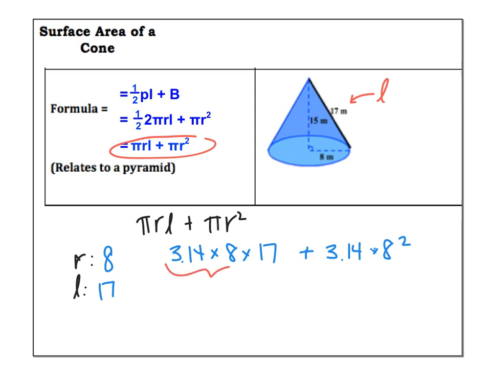This first piece into my calculator gives me a total of 427.04. And I'm going to add that to the area of my circular base, which here is 200.96. Adding those together actually gives me a nice final answer of 628. And again, units would be meters squared.